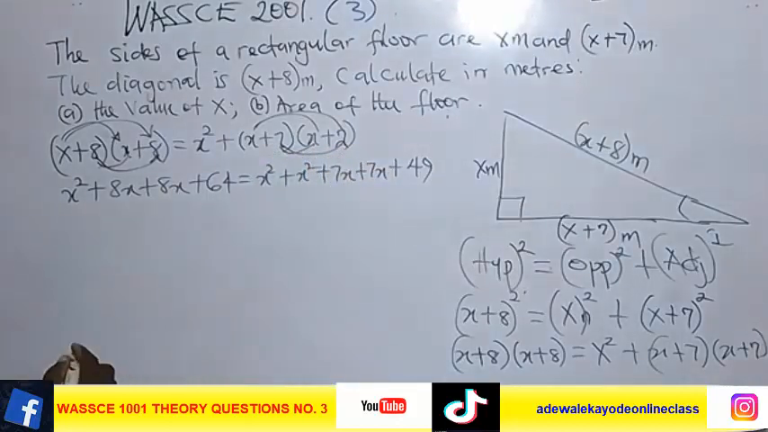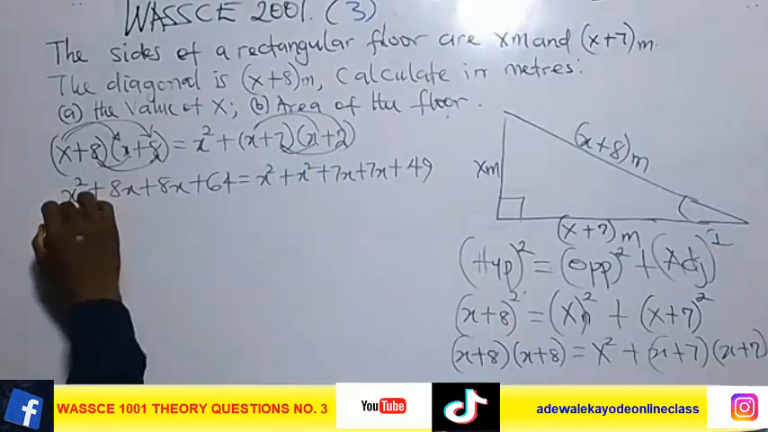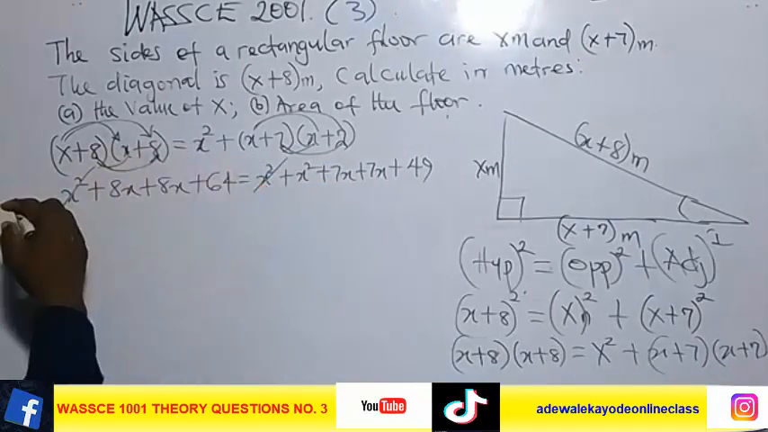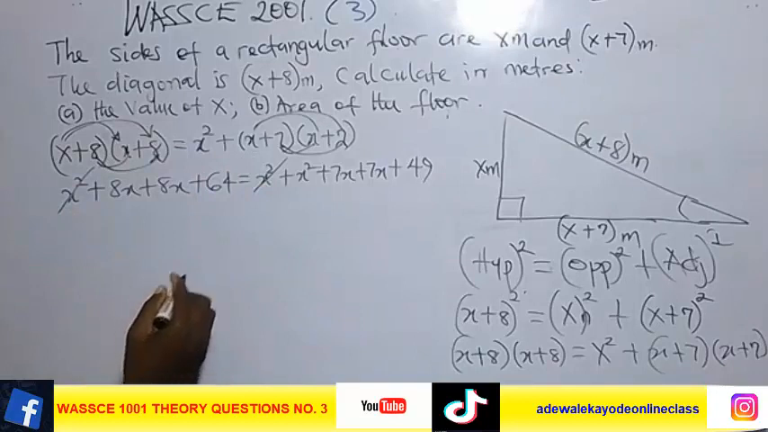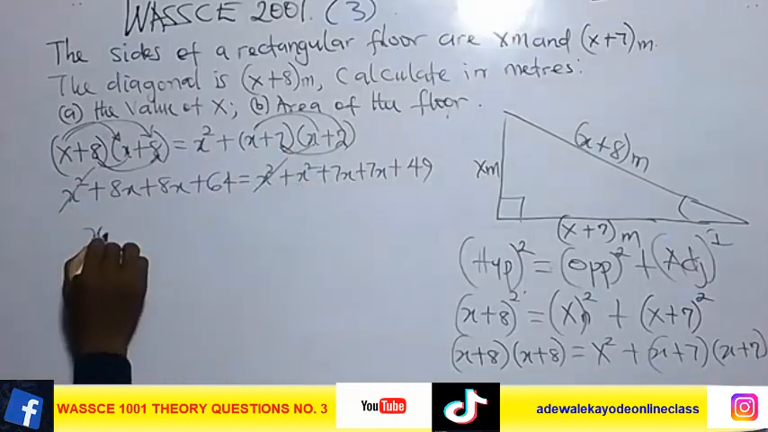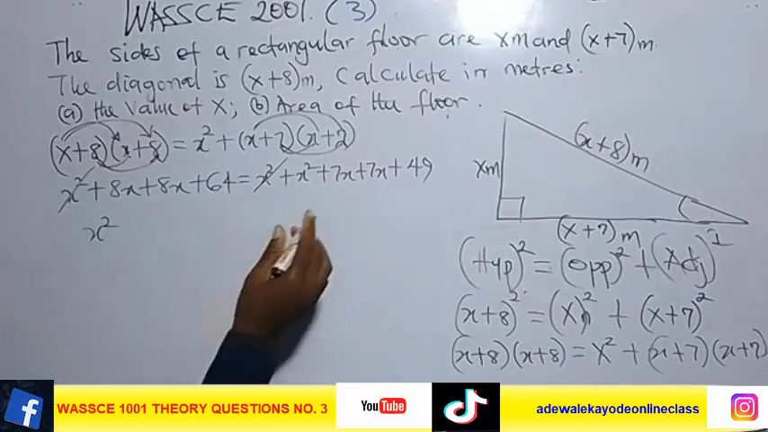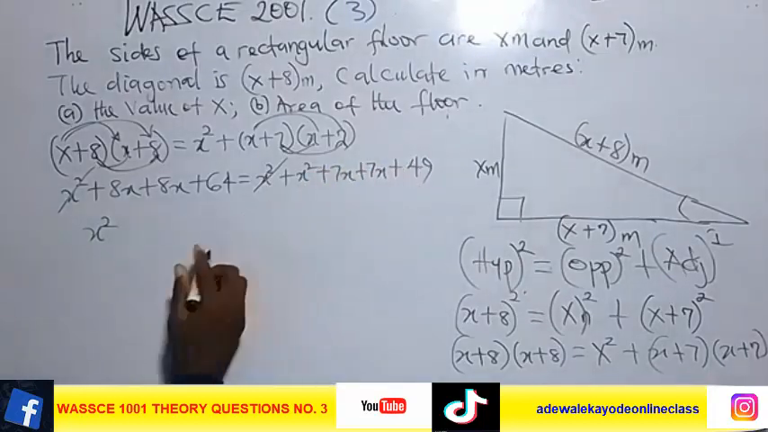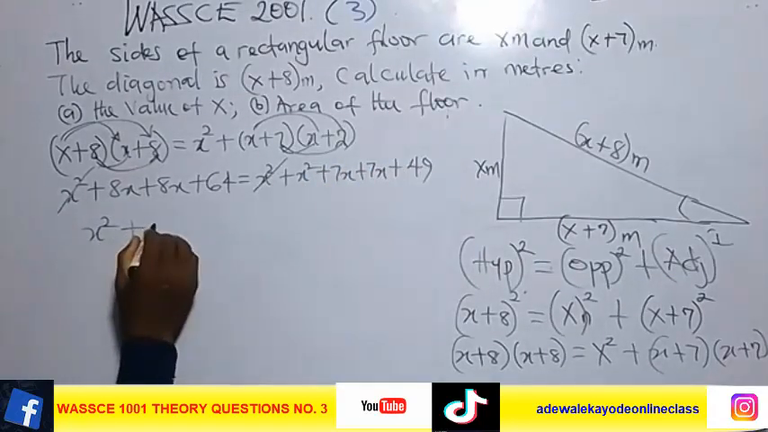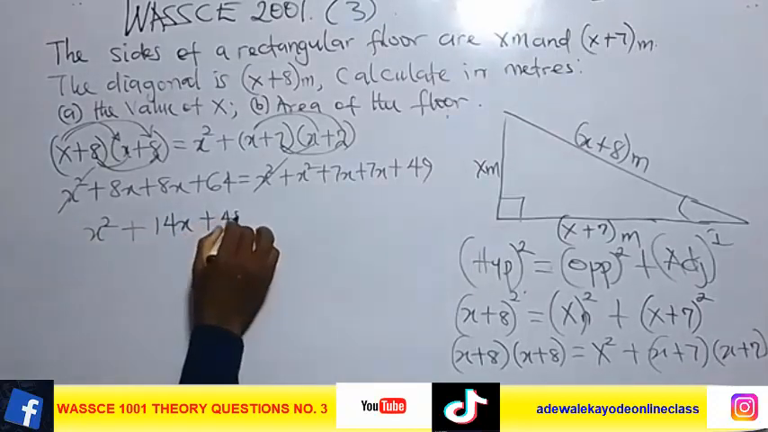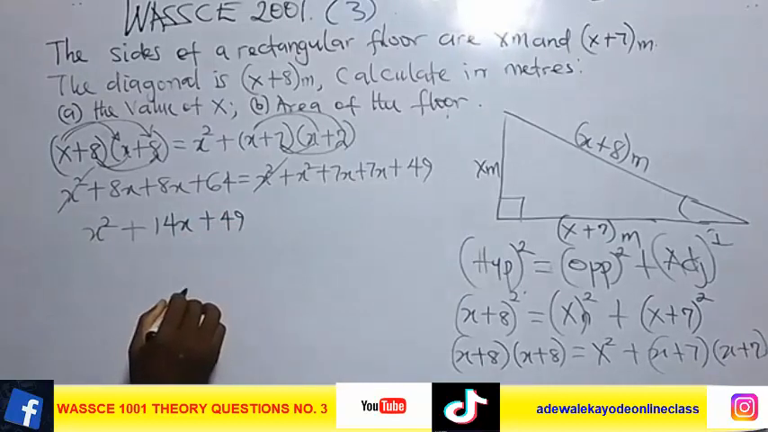So let's collect the like terms now. This x squared can cancel this, because once this crosses to this side, it becomes negative. So from this side I have my x squared. This plus this gives 16x. Okay, so that's 16x. Let me consider this first. So that is plus 14x plus 49.